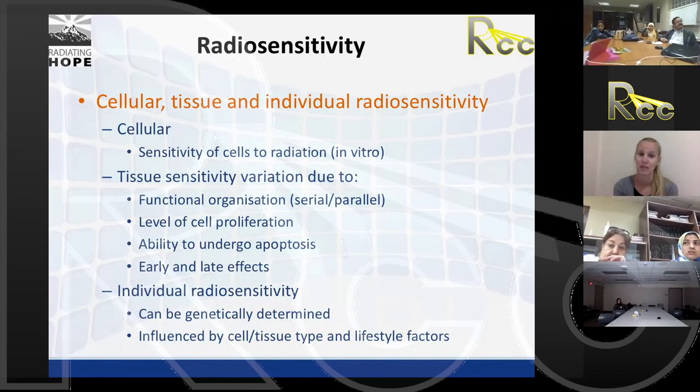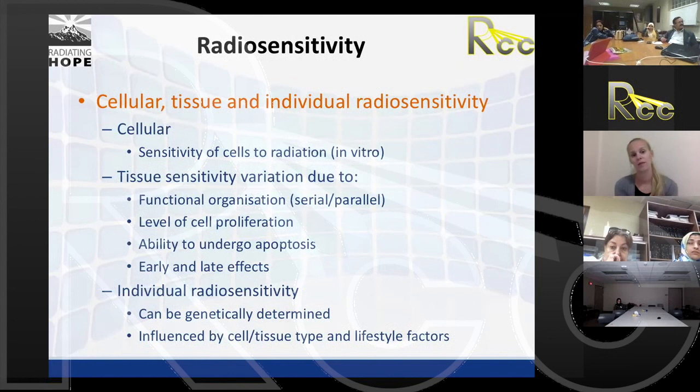The radiosensitivity of tissues can vary due to their functional organisation, so if they're a serial organ or a parallel organ. Different organs have different levels of cell proliferation and the ability to undergo apoptosis, where you turn on that cell death protein. And different tissues will have sensitivity variation due to early and late effects of radiation, and I'll cover that in the next slide or so.